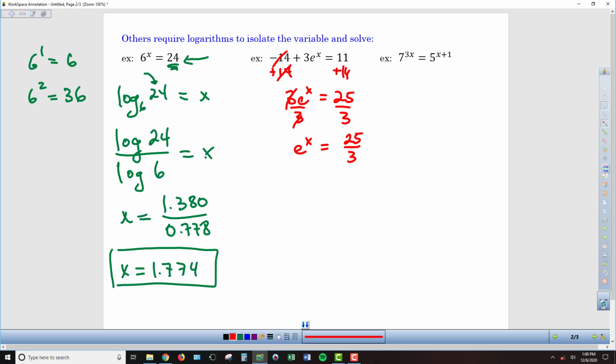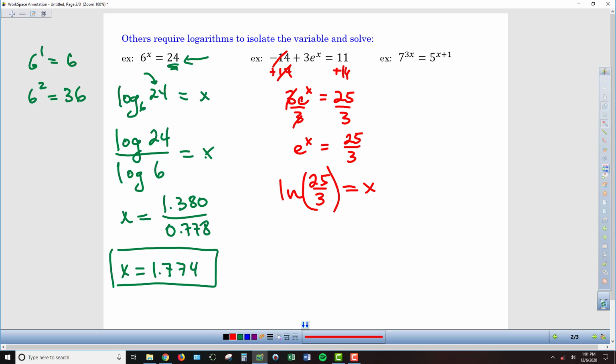So now at this point we're ready to rewrite this in log form. So the base of our exponential becomes the base of our log, so that's log base e, which of course we're going to write as ln instead of log base e. The output of my exponential becomes the input into my logarithm, so that's 25 thirds. And then that equals the exponent, which in this case is x.